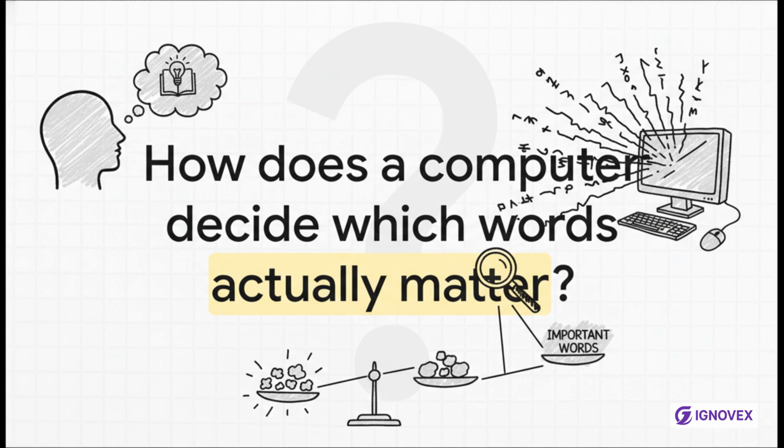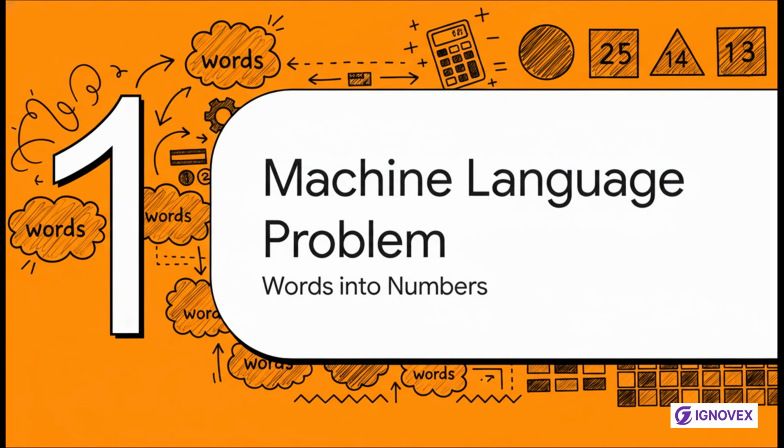I mean, think about it. When you and I read a sentence, we just know which words are important. But a computer just sees a bunch of letters. So how do we teach it to tell the difference between the really meaningful words and all the fluff? And that gets us to the first big hurdle in any kind of text analysis. Before a computer can do anything with language, every single word has to be turned into a number. I mean, you can't do math on the word apple, right? But you can do math on a number that stands in for apple.